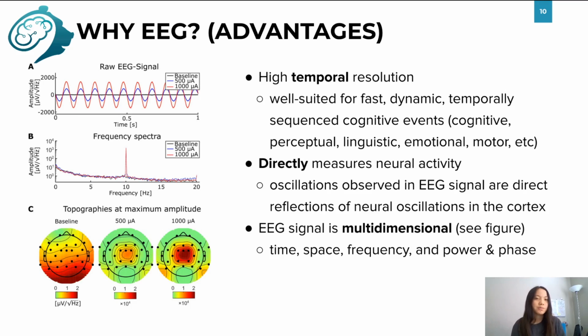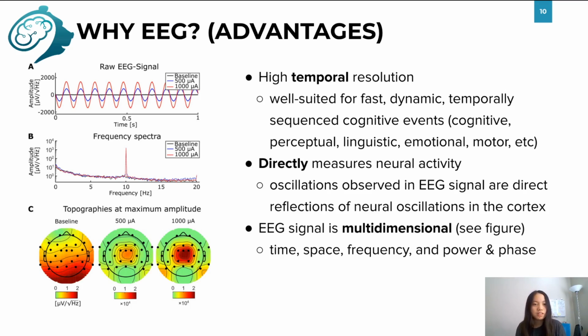So there are several reasons why high temporal resolution techniques such as EEG are exceptional tools for studying neurocognitive processes. The first reason is that these methods capture cognitive dynamics in the time frame in which cognition occurs. So cognitive, perceptual, linguistic, emotional, and motor processes are very fast. Most cognitive processes occur within tens to hundreds of milliseconds. Furthermore, cognitive events occur in a temporal sequence that may span hundreds of milliseconds to a few seconds. So high temporal resolution techniques are well suited to capture these fast, dynamic, and temporally sequenced cognitive events.